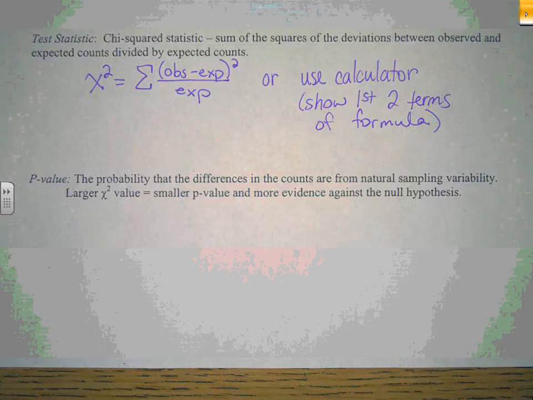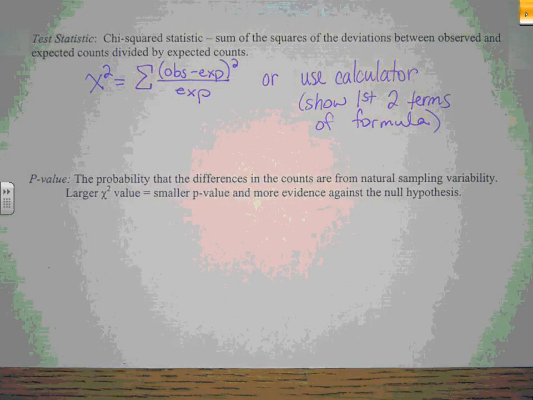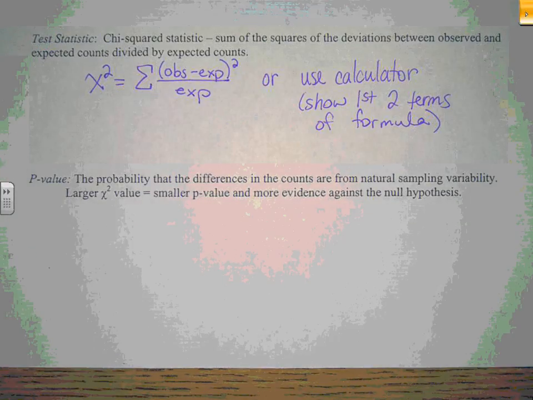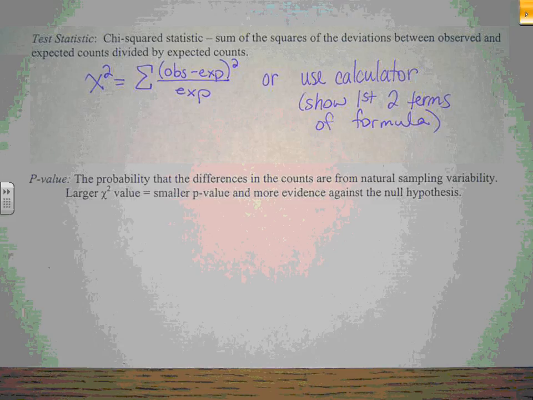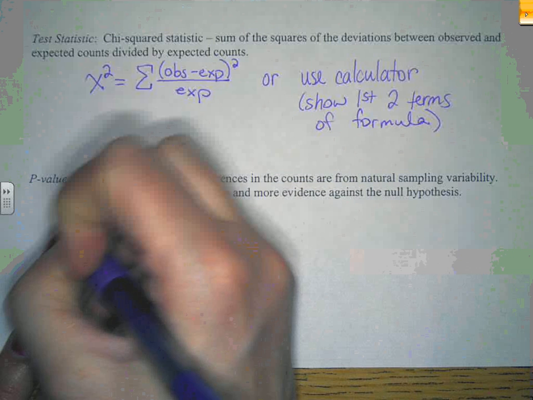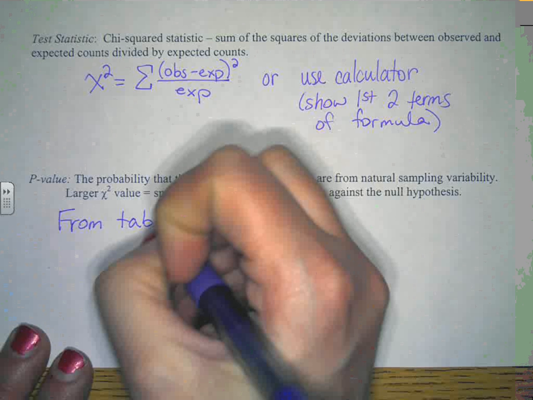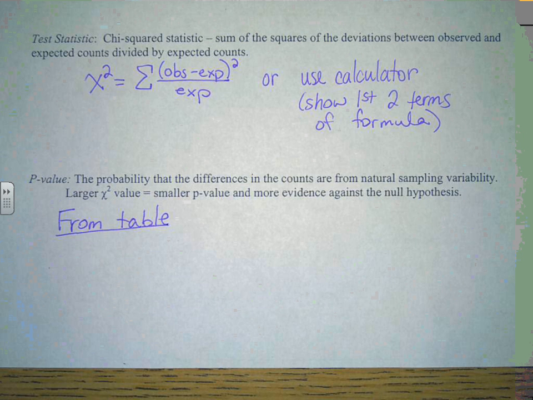Okay, so then the last thing you'll do is find the p-value, and you can use your calculator for this too. It says that the larger chi-square value equals a smaller p-value, and you know that the smaller the p-value is, the more likely you are to reject the null hypothesis. So there's two ways to do this. I know which way you're going to pick, but I'll tell you both ways. The first way is that you can use your table.